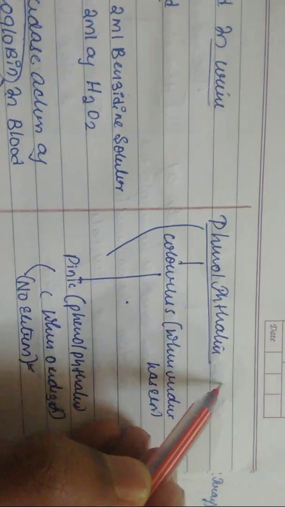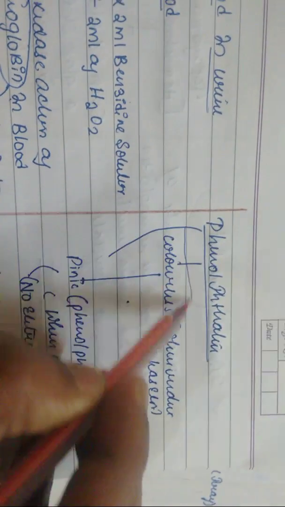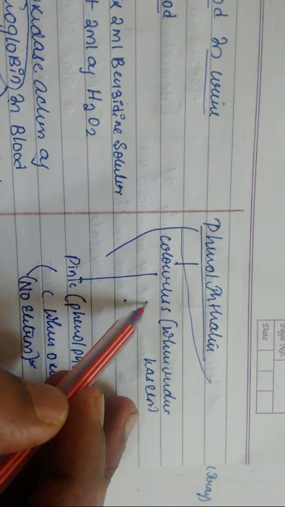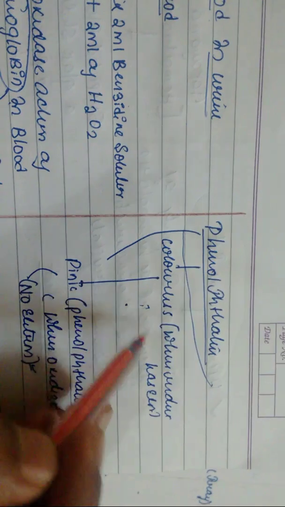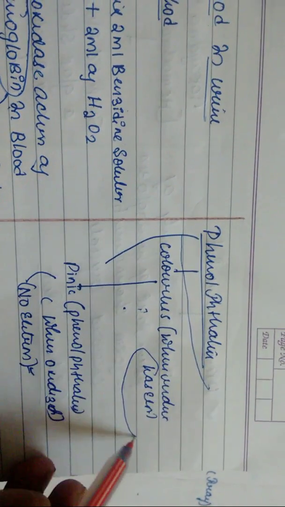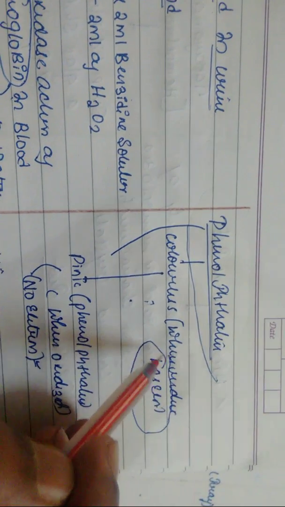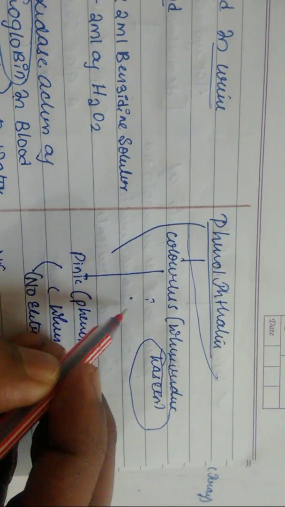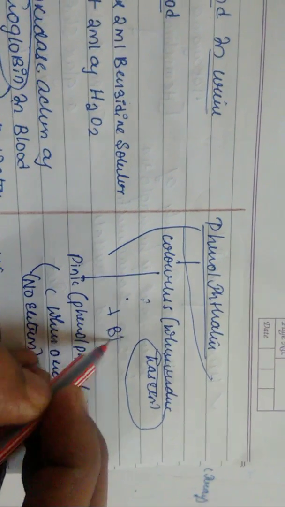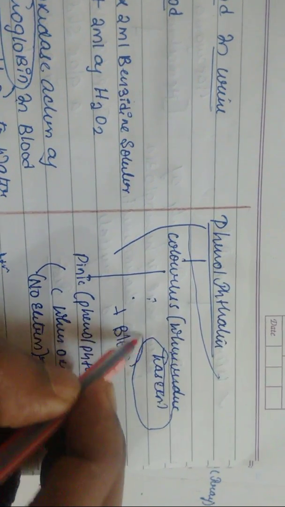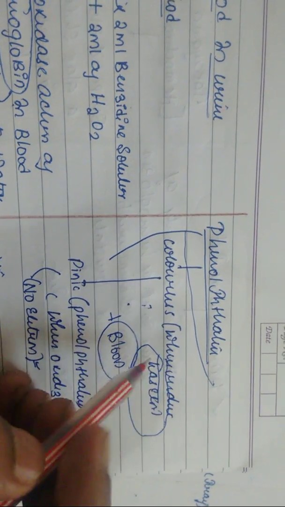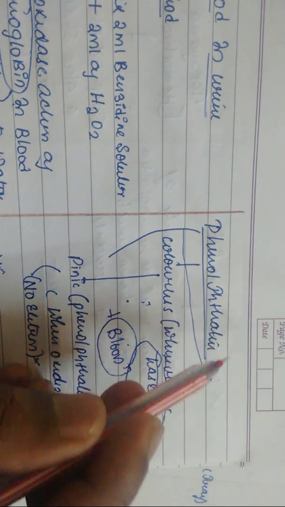Just remember that phenolphthalein is normally colorless. It is colorless when it has got electrons, that is, in its reduced form. And when I add phenolphthalein to the blood, right?